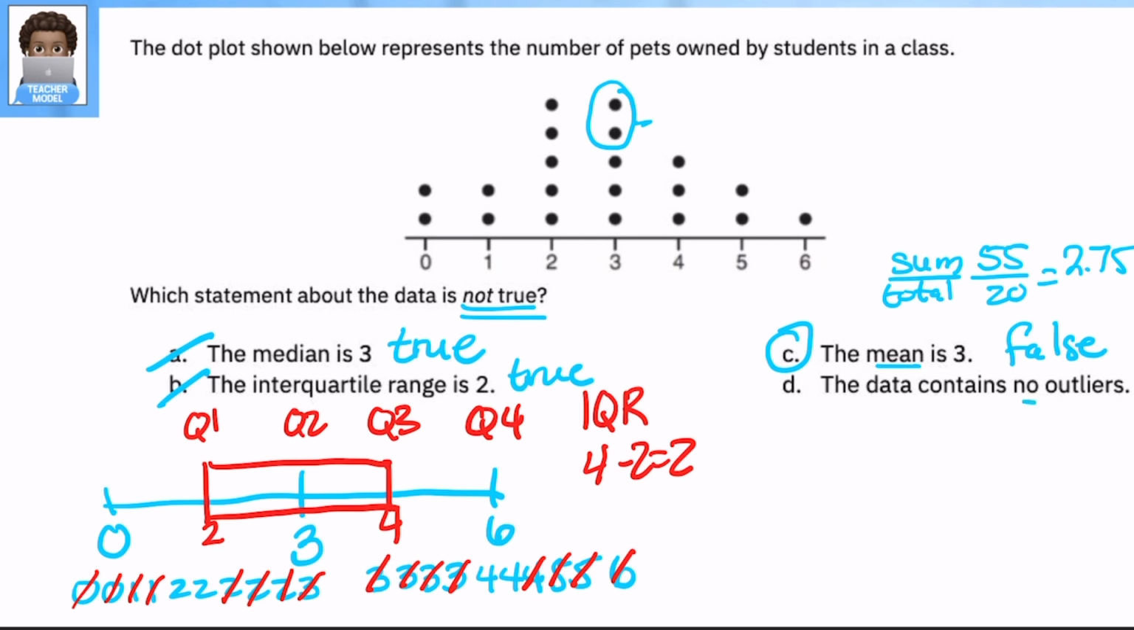And the last one was, is there an outlier? And there actually is. This 6 is a much higher number than the other ones when we calculated it out. So it's slightly outside the norm of all the others. Okay, so there you have it. C is the one that is absolutely false. So let's jot this one down into our notes.